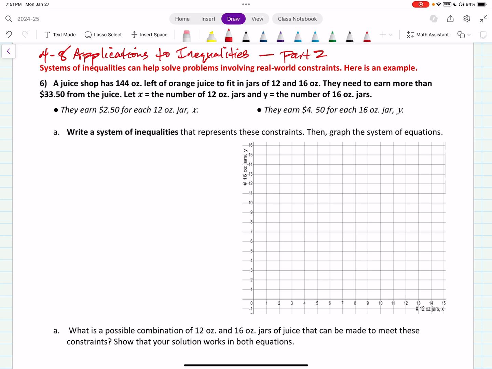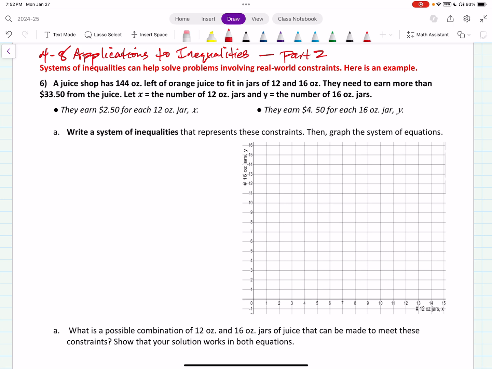A juice shop has 144 fluid ounces left of orange juice to fit in jars, 12-ounce and 16-ounce. They need to earn more than $33.50 from the juice. So, obviously there's a little sale going on and you're trying to make money. Let X represent the number of 12-ounce jars that you're going to put the orange juice in, and Y represent the number of 16-ounce jars. They earn $2.50 for each 12-ounce jar.